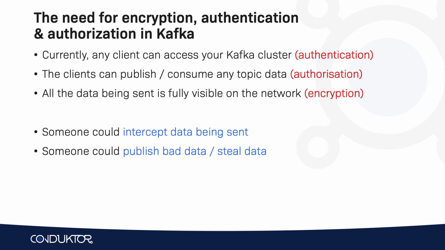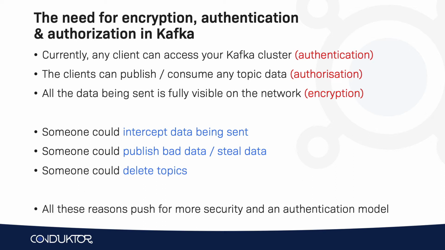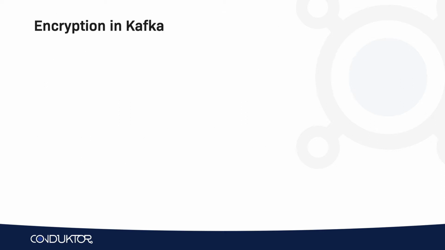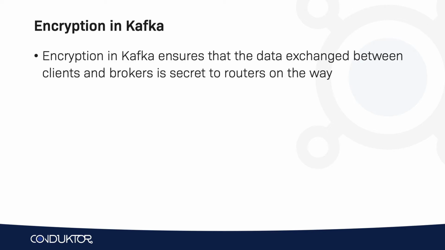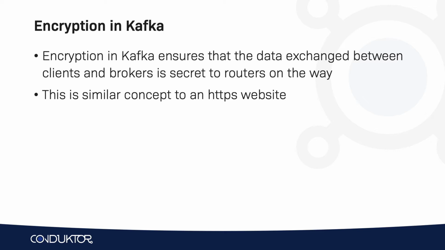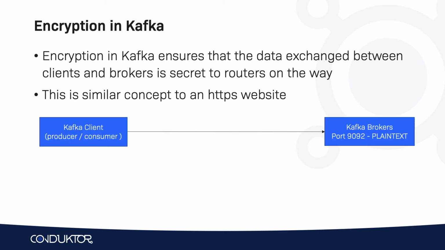That means that someone could publish bad data or steal data from our cluster. And that means that someone could, for example, delete topics. So all these reasons push for more security and an authentication model in Apache Kafka. There is a way to do encryption in Apache Kafka, and this is to ensure that the data exchanged between the clients and the Kafka brokers are going to be encrypted and secret on the routers along the way. This is a similar concept to how an HTTPS website works.